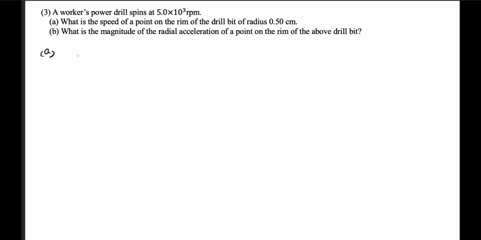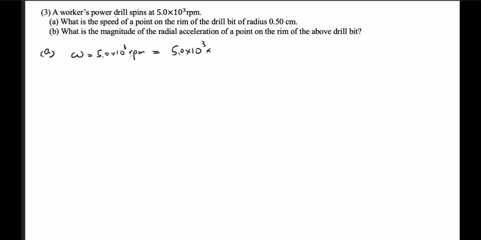Now we know the 5,000 RPM is the angular speed, and it's not in SI unit, but we do need SI unit for doing the later calculations. So let's change this RPM to radian per second.